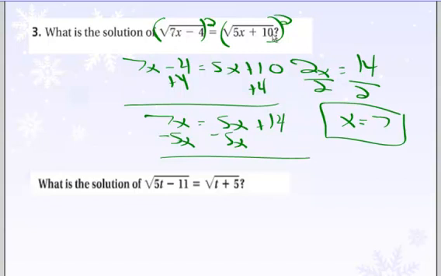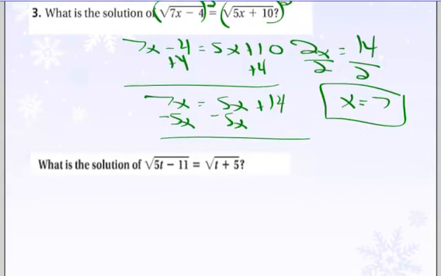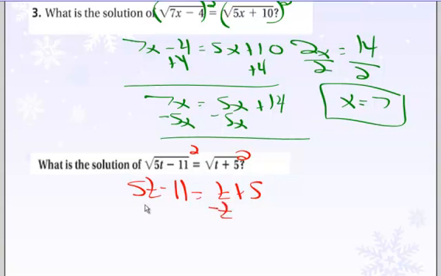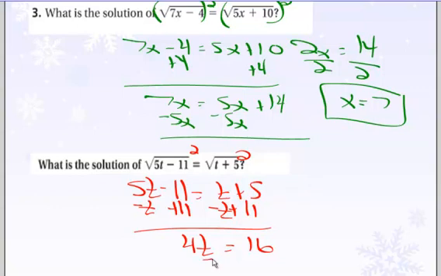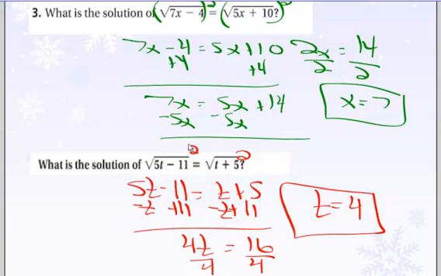If you have the radical on both, just go ahead and square both. So what you'll see in problem number 2 here is we're going to go straight to squaring and squaring. 5t minus 11 equals t plus 5. So maybe I want to subtract t and add 11. So I have 16 equals, if I subtract t, that's 4t. Divide by 4, divide by 4. t equals 4 is what we're after. So again, if you have radicals on both sides, just square it, and you'll get variables on both sides.